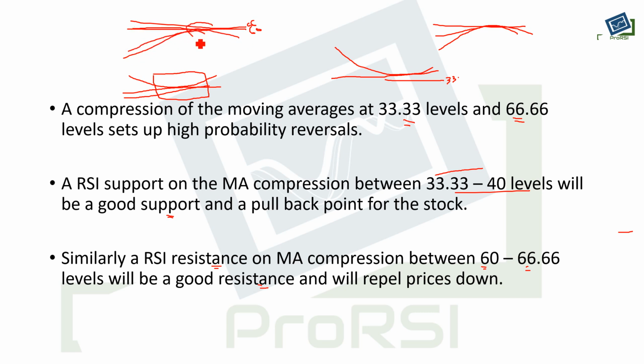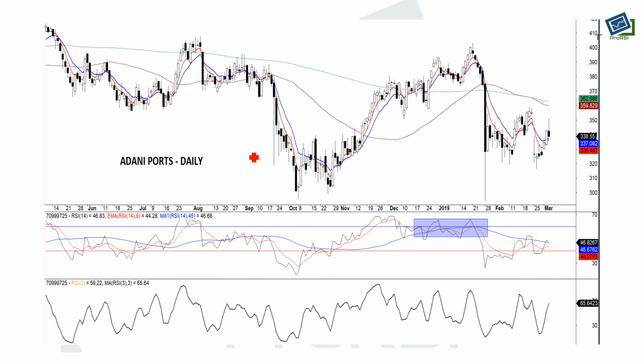So this is a signal of a good resistance point, and it may tell us that there may be a pullback. Now whether this pullback will result into a trend change or not, that is not the case, but yes, there will be a pullback, there will be an opportunity to trade in the counter trend, and there will be opportunity to trade at least 5 to 7% of the move. So see these levels. This was Adani Ports, and you see here that all the three lines are getting compressed near the 60 and 66 levels, and this thing happened.